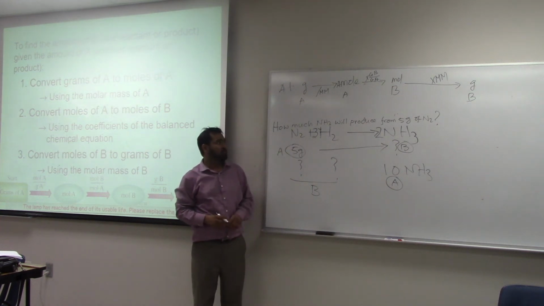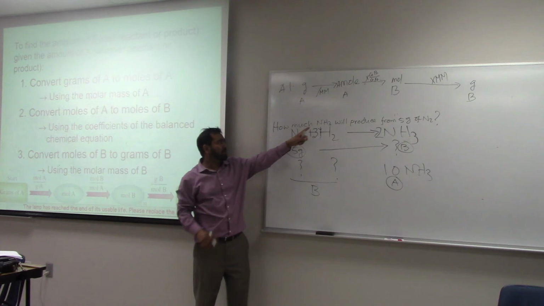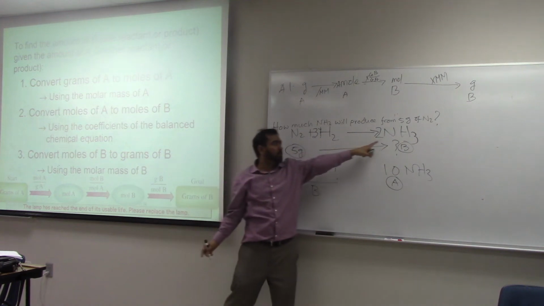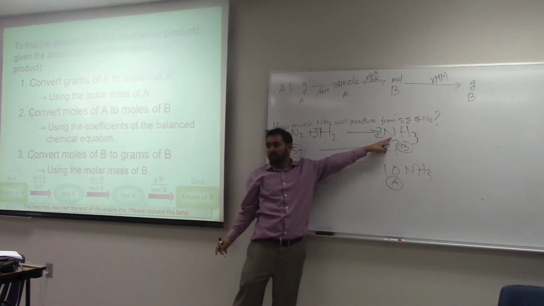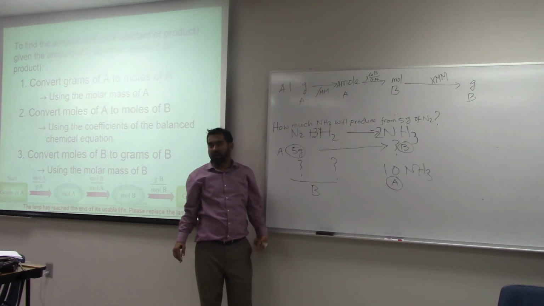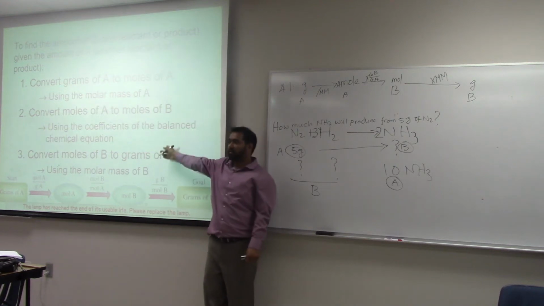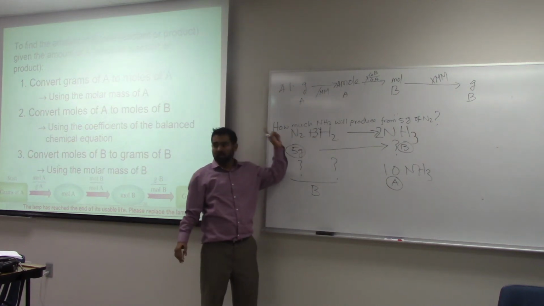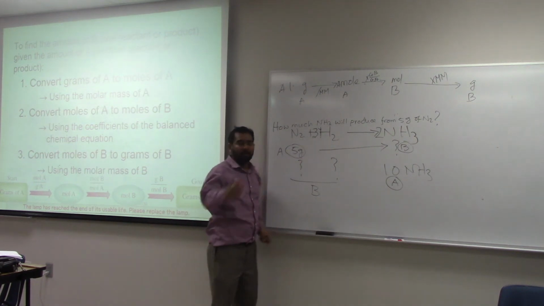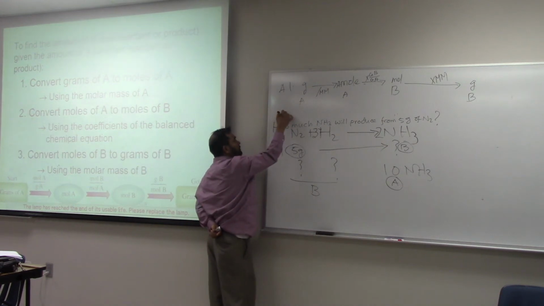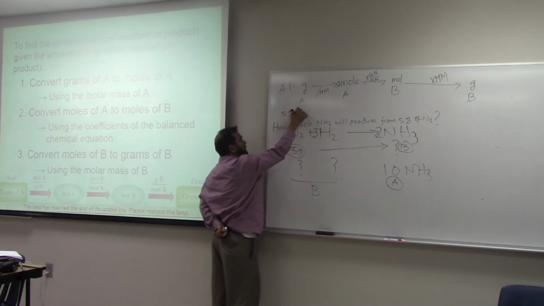Now you can see which one is A, which one is B. Tell me why ammonia is B according to the formula. Because B is unknown. Whatever the unknown is, you consider that the B. You need to know that part, how you follow the steps, otherwise it's going to be hard. Okay? The one that is given is A, unknown is B. So step 1, I have 5 gram of nitrogen, right?